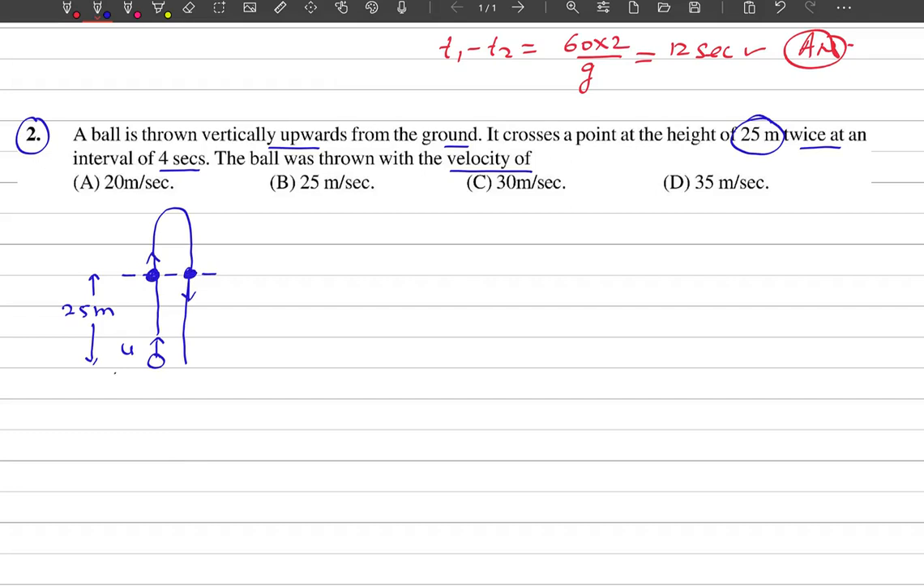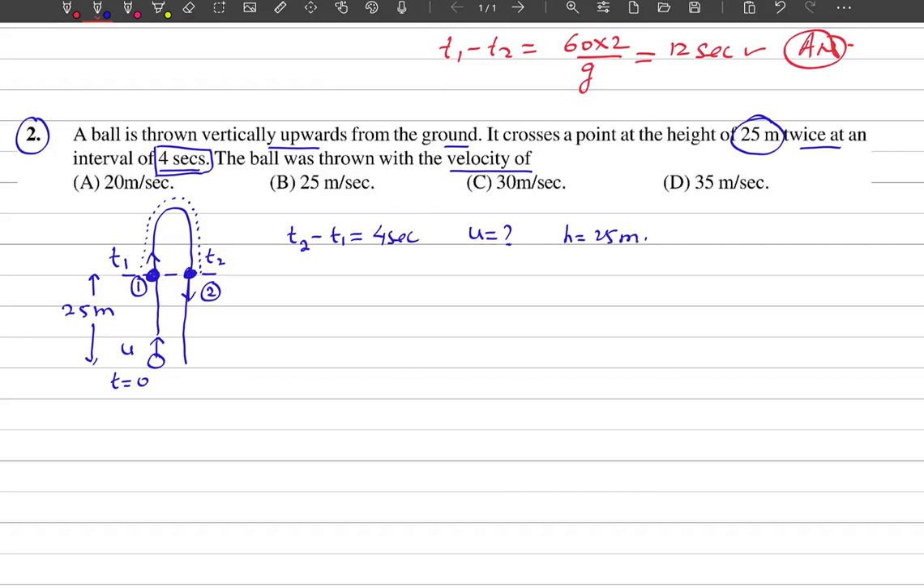So let's say at t equals 0 it was thrown, and at time t1 it was at position 1, and at time t2 it was at position 2. So what is this 4 second given? 4 second is basically the time difference of these 2 points. How much time it took to go from position 1 to position 2, that is given as 4 second. So what is the initial velocity? Means you have to find u. Height is given, h equals 25 meter.